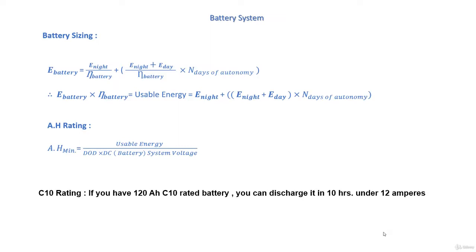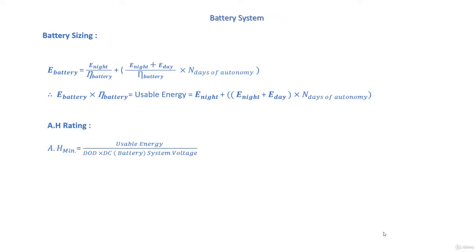If you have a 120 ampere hour battery and it's C10 rated, then it could be fully discharged in 10 hours under 12 amperes. You can't exceed 12 amperes. It will reduce the lifetime significantly. Most solar batteries are C10 rated, as they need fast discharging and charging rates to be capable of delivering high energy in a short time.